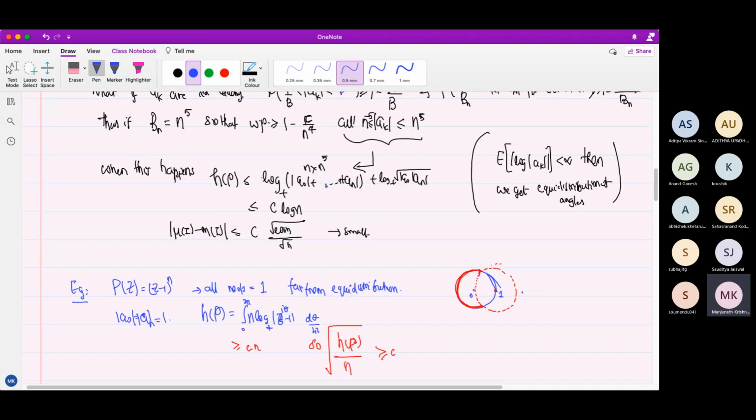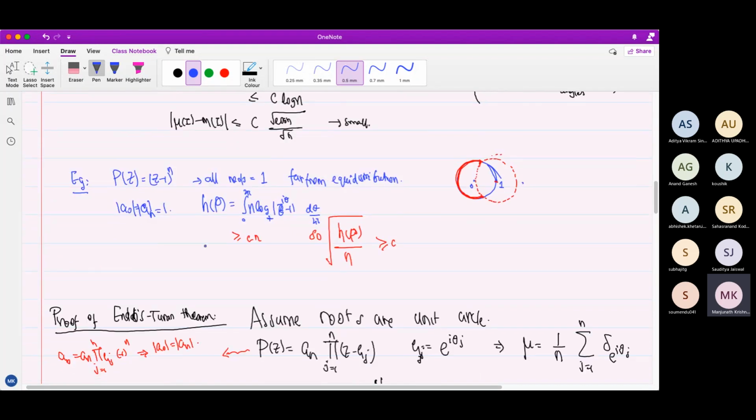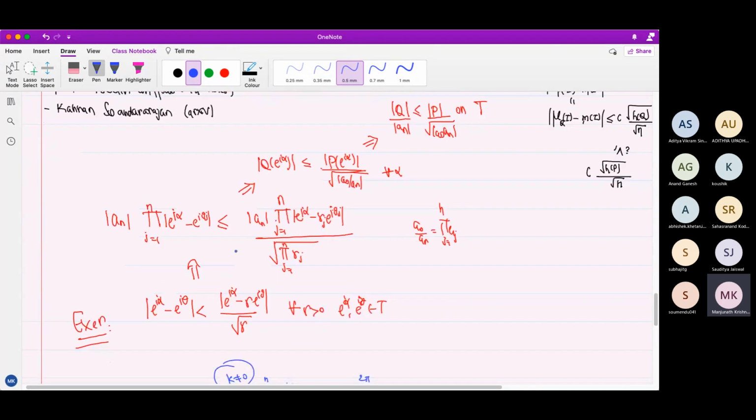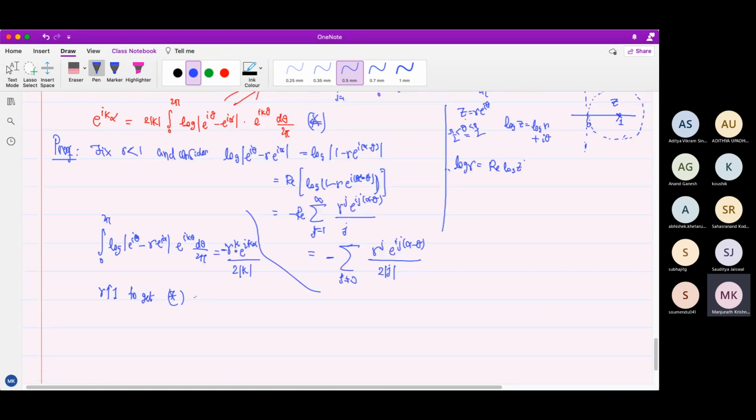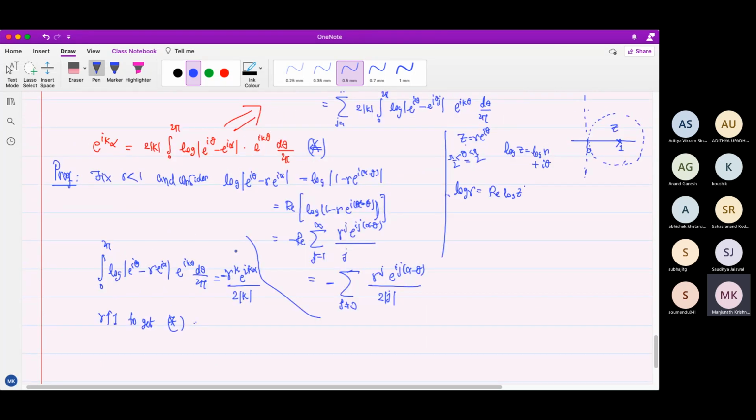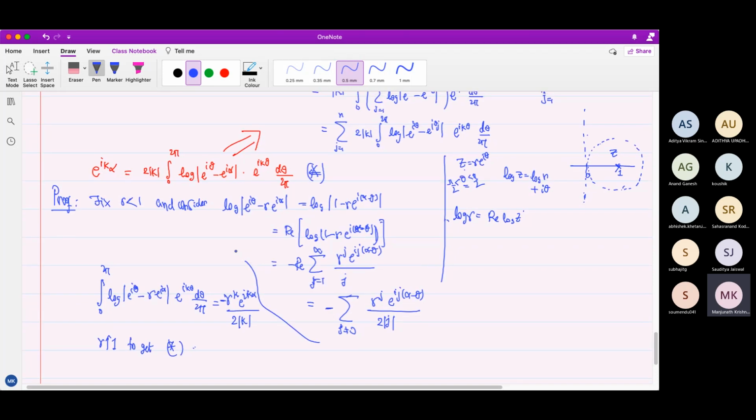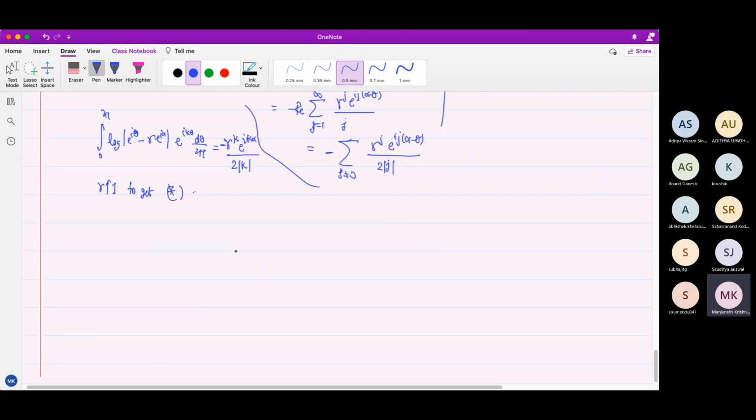Did I go over the example of z minus 1 to the n? So there, it is not always equidistributed, but based on the magnitude of p on the unit circle, you can say the angular distribution of roots is almost equidistributed. That's an amazing theorem. Okay, what about the radial part?